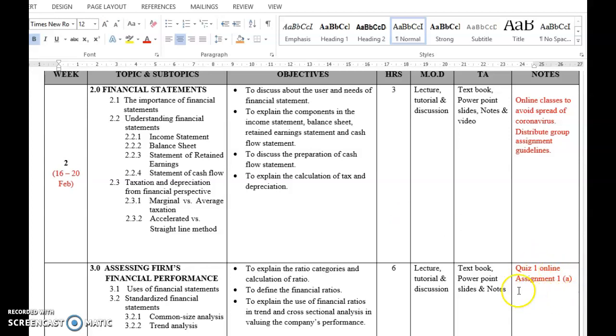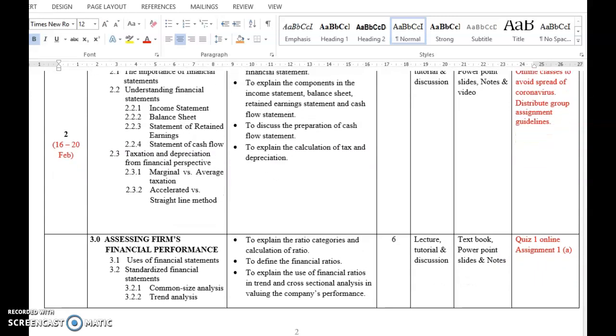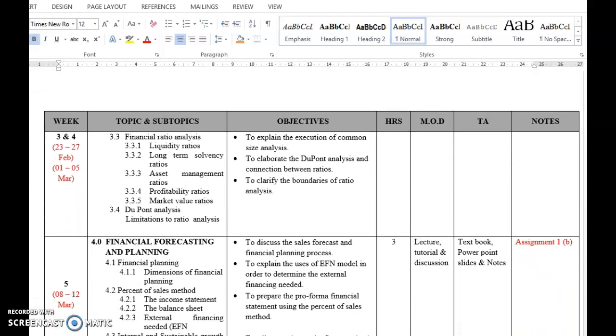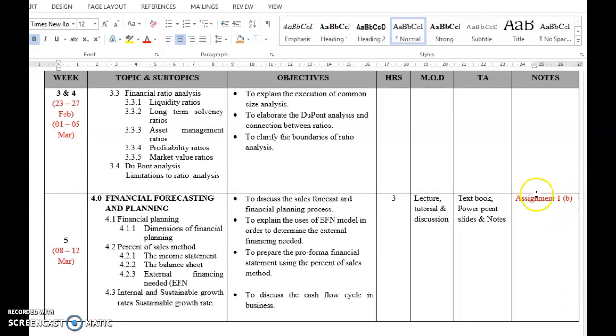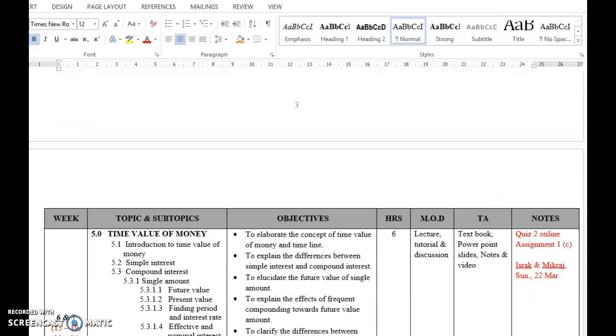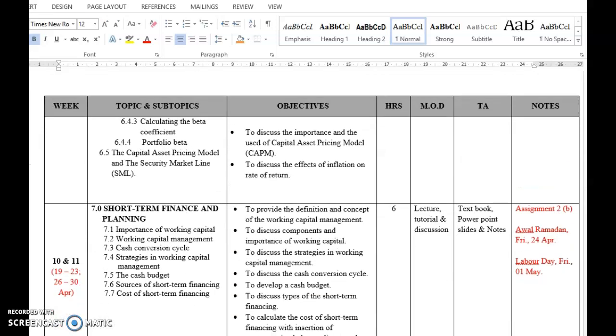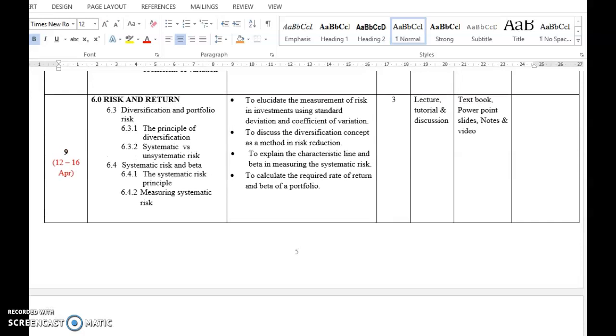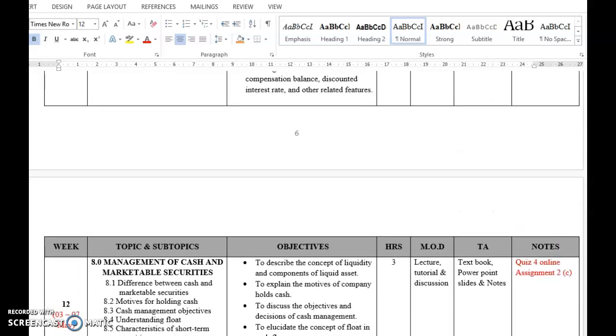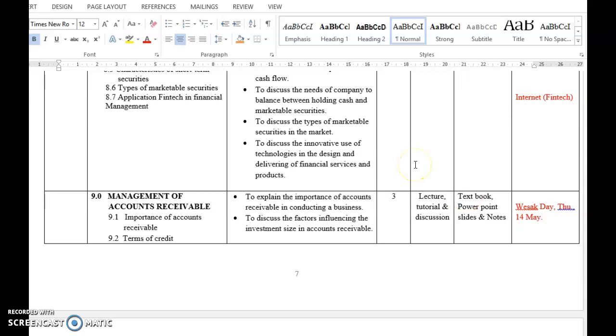And assignment 1A will be given out in the third week. And likewise, the other assignments are also stated below. For example, assignment 1B will be given in the 5th week, and then assignment 1C will be in the 6th and 7th week, and so on, until the very end. So this is a very useful document for you to look through. This will help you prepare for the class by reading ahead before coming to class.